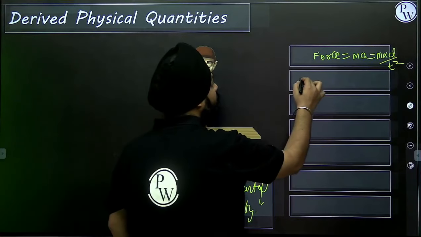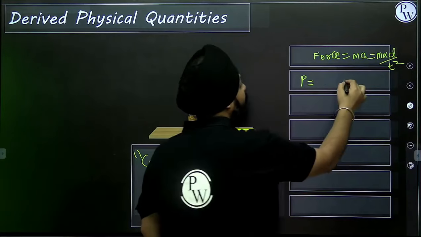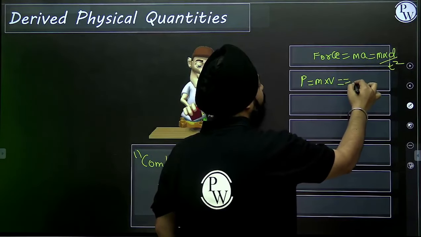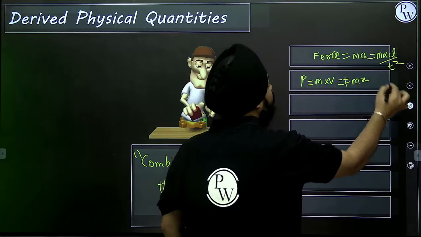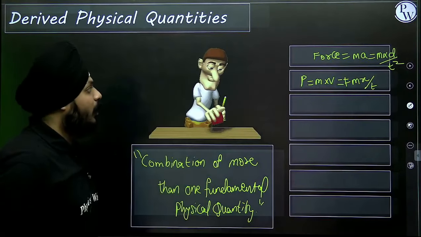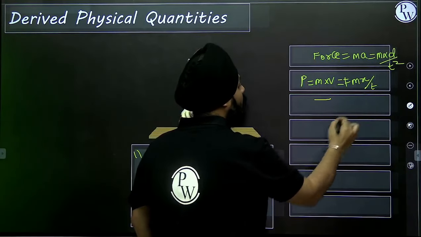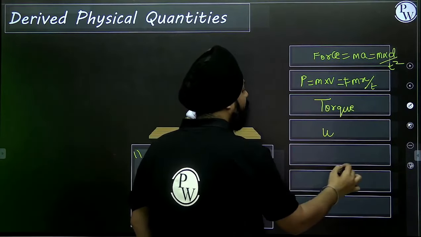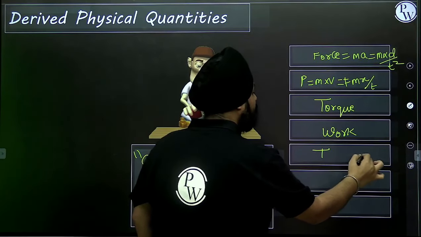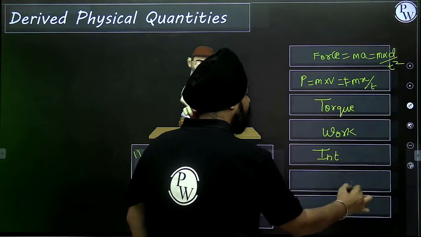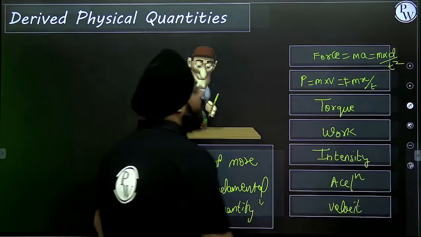Momentum, mass into velocity. Momentum is a derived quantity, so it can be defined as mass into x by time. Okay, force, momentum, torque, work, intensity, right, acceleration, velocity. These are all examples of the derived quantities.